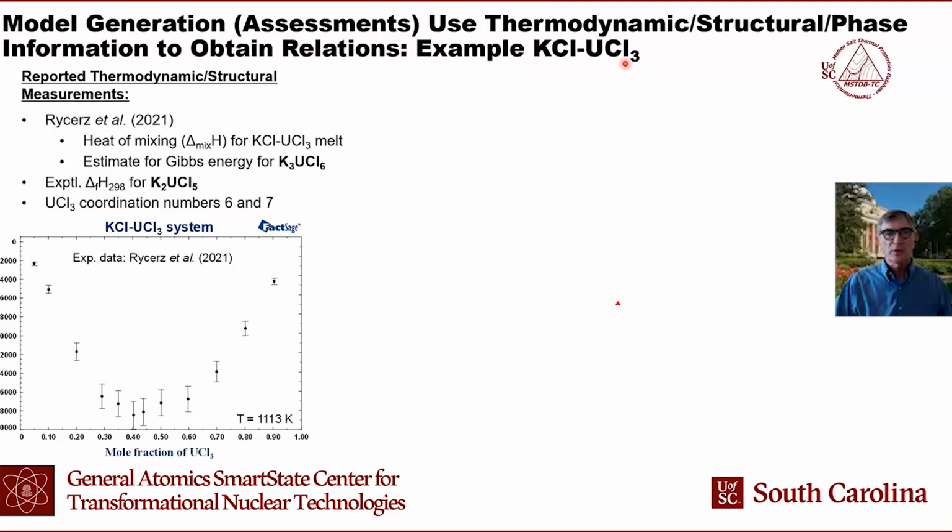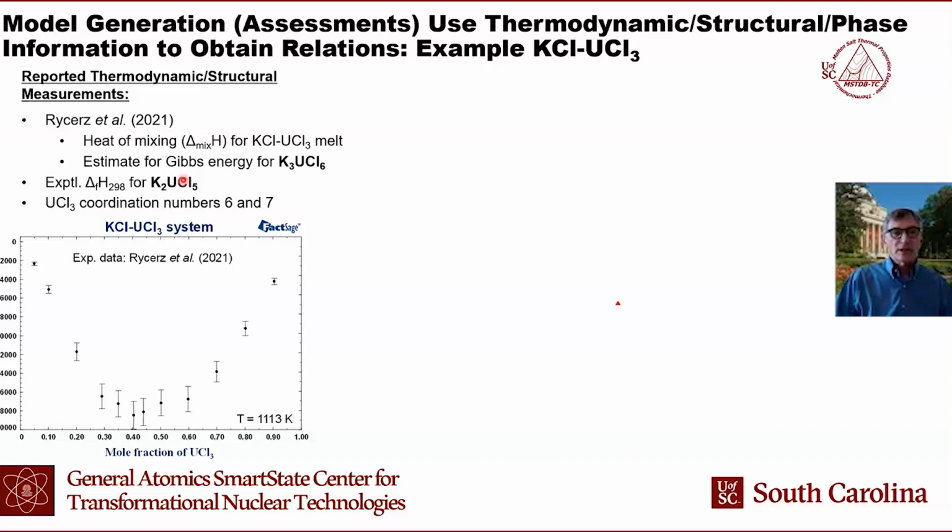Looking at the potassium chloride, uranium trichloride system, for example, we have a heat of mixing that has been observed for the KCl and UCl3 melt, and an estimate for the Gibbs free energy for a ternary compound. This is a line compound, a stoichiometric compound. There's also some experimental data out there for a second line compound, K2UCl5. So that all has to be included in the modeling of the system, and it goes into the regression analysis, because part of the regression analysis is the melting point. Well, if you don't have the phases into which it melts, because they're not going to be pure end members, then you have to include any intermediate compounds.